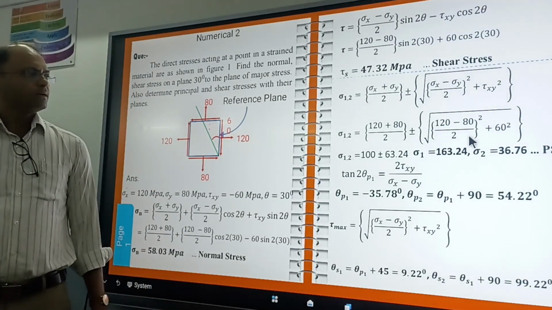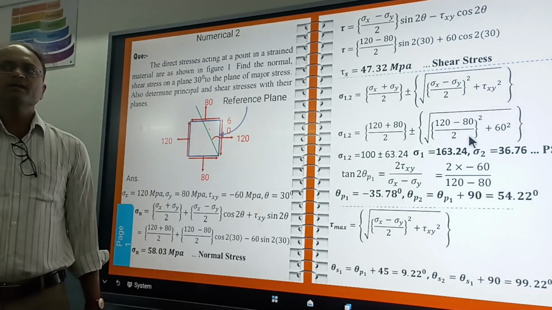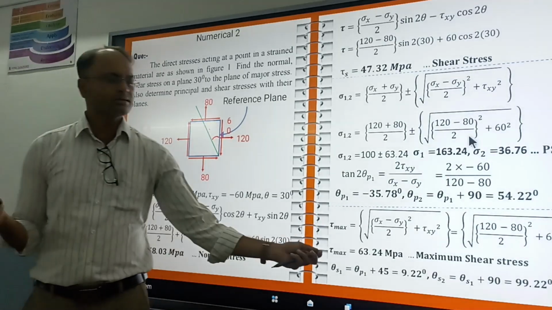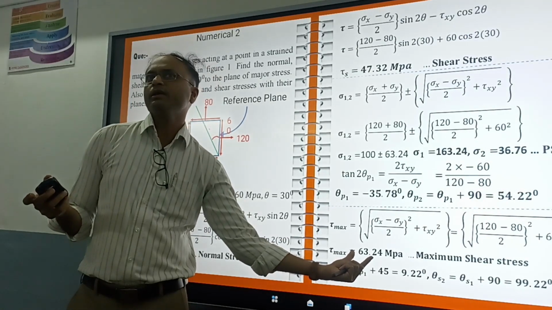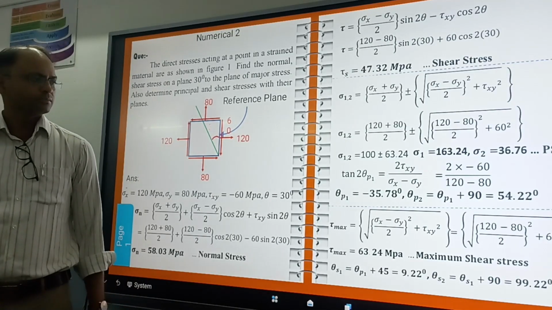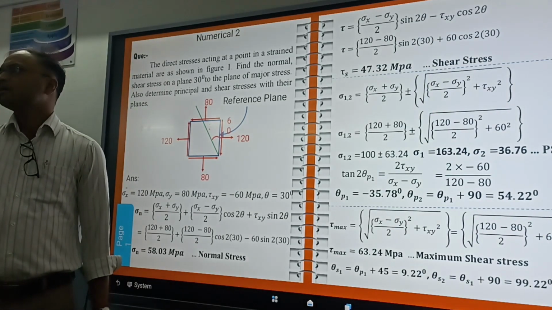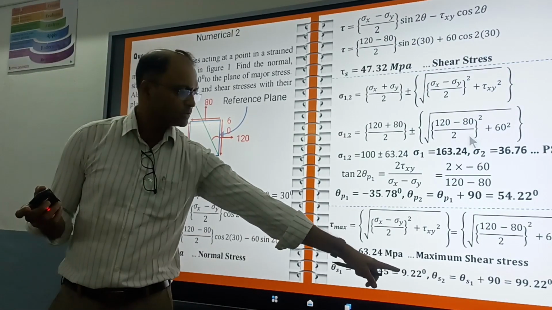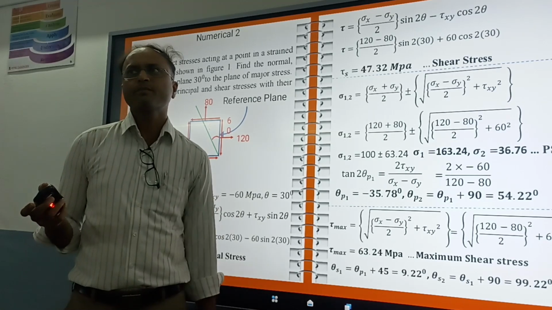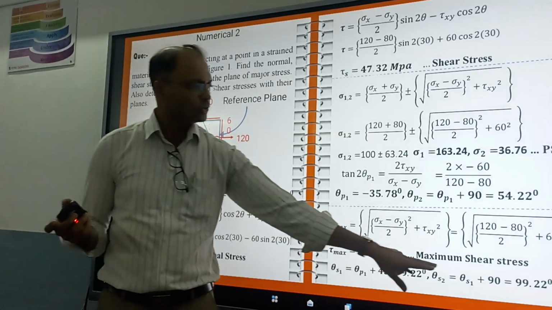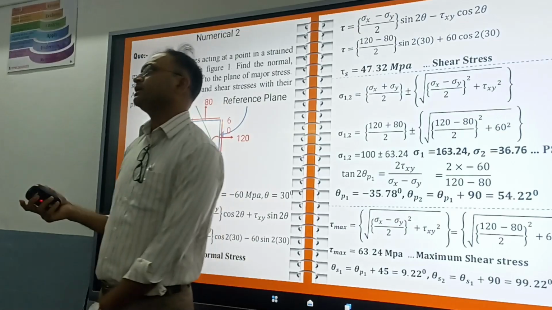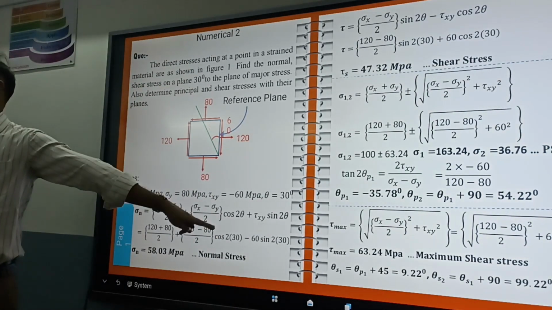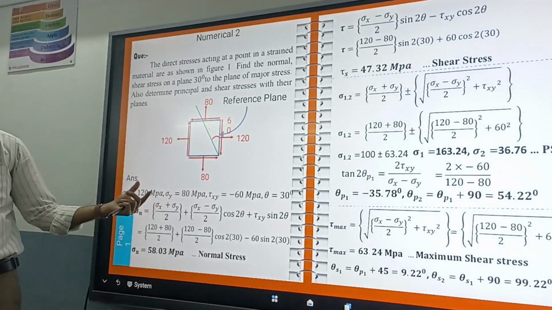Next, maximum shear stress, tau max, is 63.24 MPa. And their angles, that is the angles of the maximum shear stress plane, theta s1 is equal to 9.22 degree, and theta s2 is 99.22 degree. All these answers we obtained by analytical method, that is by using this formula.